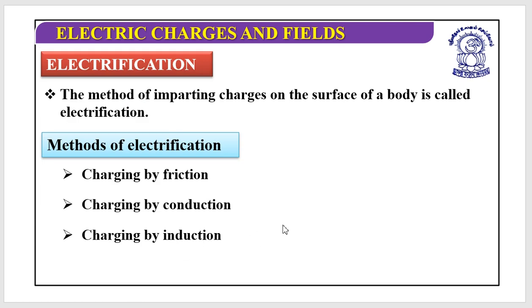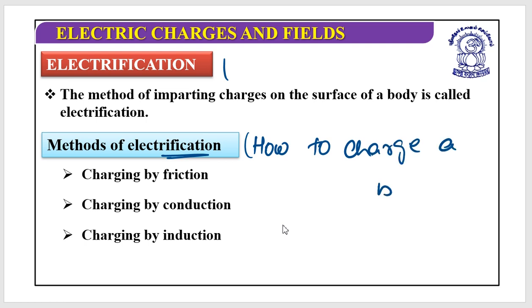Now we are back to electrification, how to charge a body. These are the methods of electrification. That means how we can provide a charge to a body. We have approximately three methods: charging by friction, charging by induction, and charging by conduction. So, how many of you know what charging by friction is? Do you remember in class 7 and class 8, certain experiments were there where you charged a certain object by the friction method?